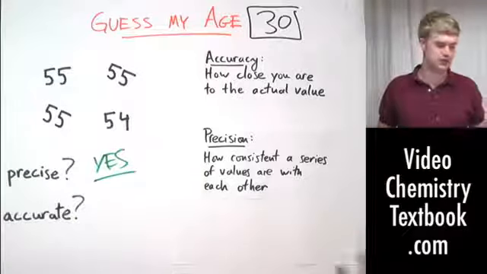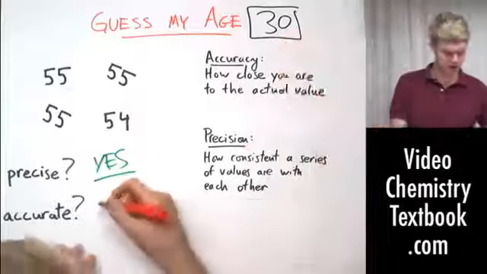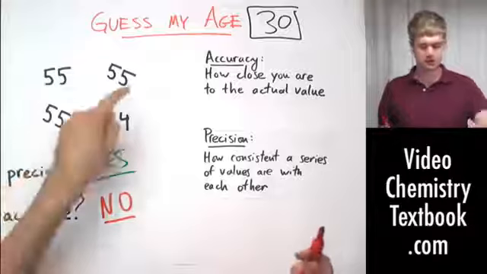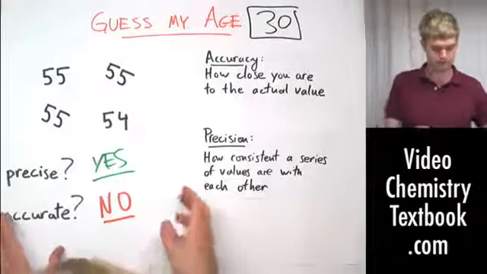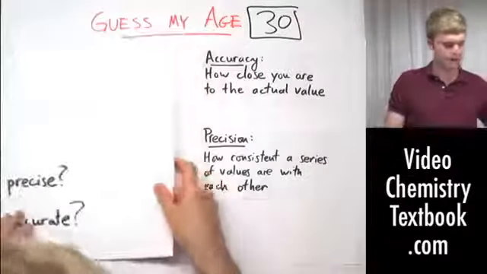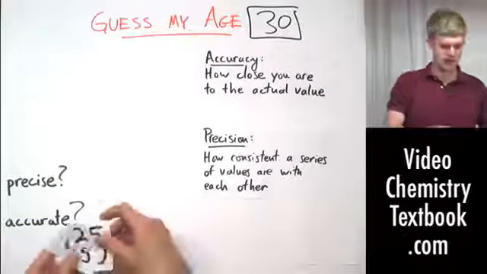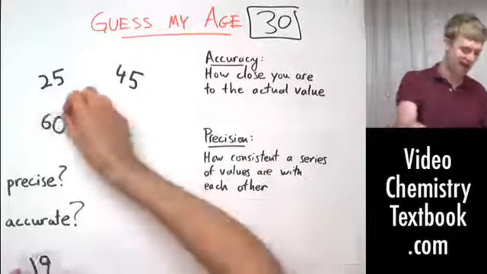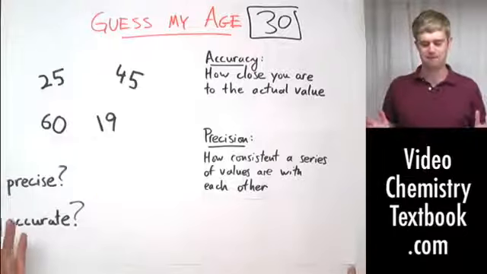But accuracy, are they accurate? No. They're nowhere near the actual age, which is 30. So we say no. So things can be precise if they're close together and consistent, but accurate, not at all. Let's look at another example here. Another 4 people come and play Guess My Age, and here are the guesses that they make. One person says he's 25, another says he's 45, another says he's 60, and another says he's 19.